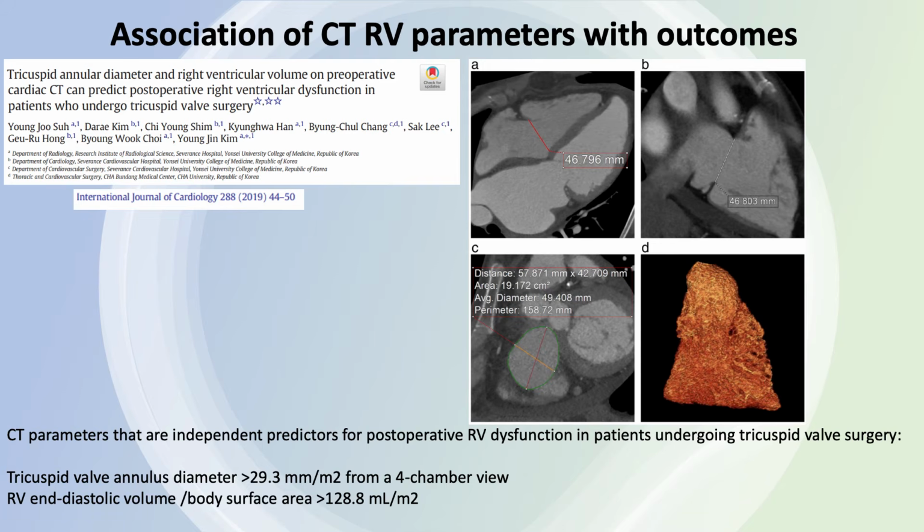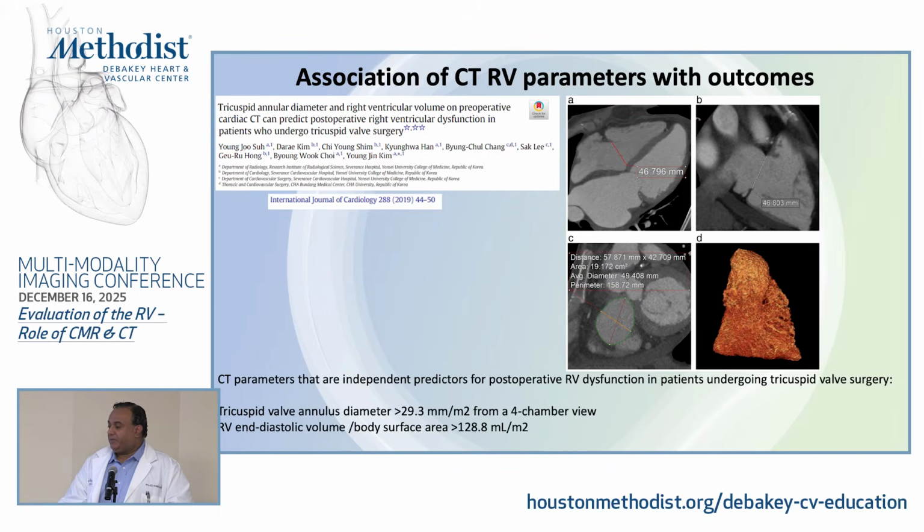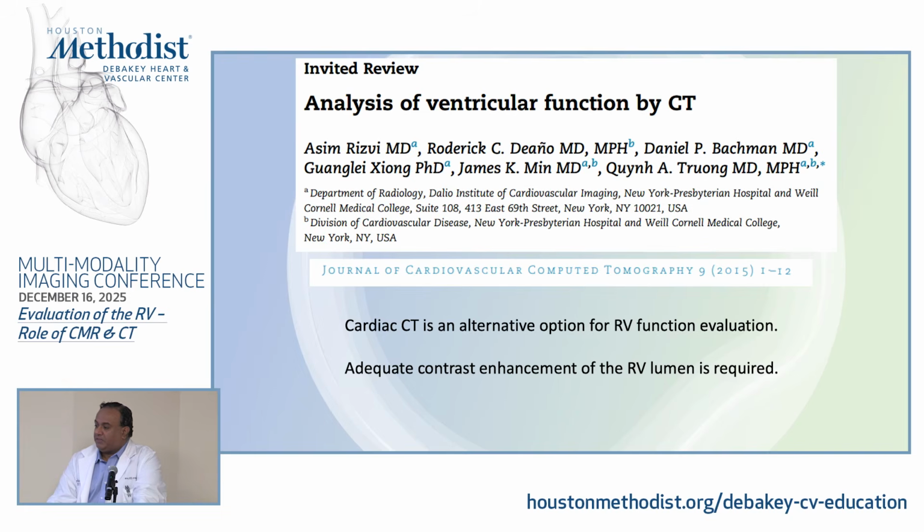From this paper, they have a couple of findings: a tricuspid valve annulus diameter greater than 29 millimeters per meter squared from a 4-chamber view, as measured like this, is an independent predictor for post-op RV dysfunction after tricuspid valve surgery. And also an RV end diastolic volume index greater than 129 is a predictor of RV dysfunction after tricuspid valve surgery.